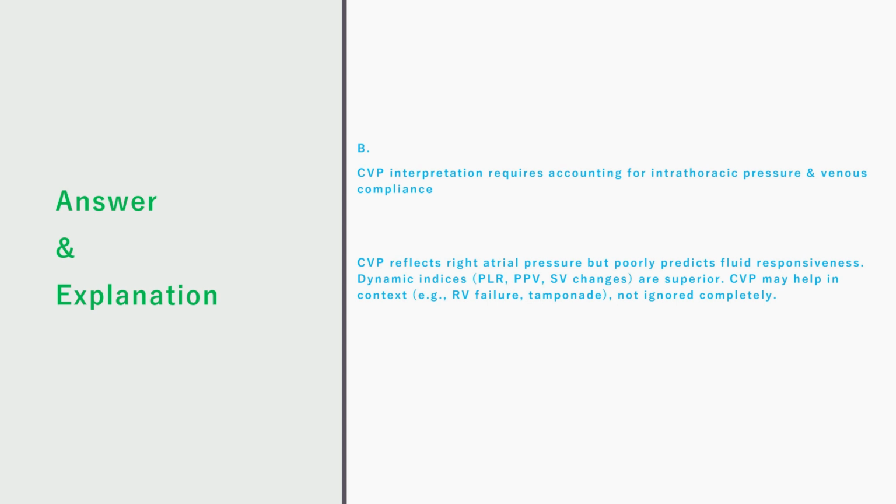Correct answer is B. CVP interpretation requires accounting for intrathoracic pressure and venous compliance. Explanation: CVP reflects right atrial pressure but poorly predicts fluid responsiveness. Dynamic indices, PLR, pulse pressure variation, stroke volume changes, are superior. CVP may help in context, for example, RV failure, tamponade, so it cannot be ignored completely.